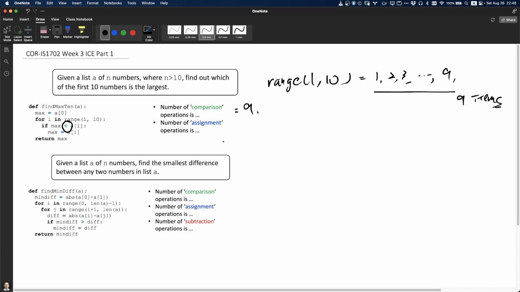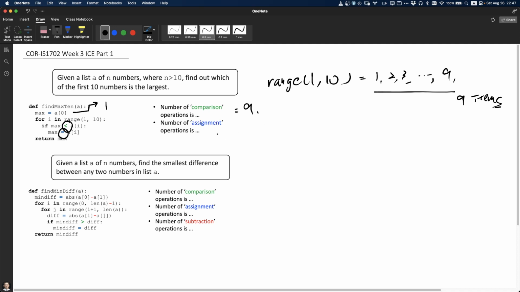For the assignment, there's a bit of uncertainty. For sure, here, this is the first time. But if you look at the second occurrence of the assignment operation, this operation will only occur if the condition in the if statement stays true, which means that the number of times the second assignment got executed depends on the content of A[i]. Highly uncertain, we don't really know.